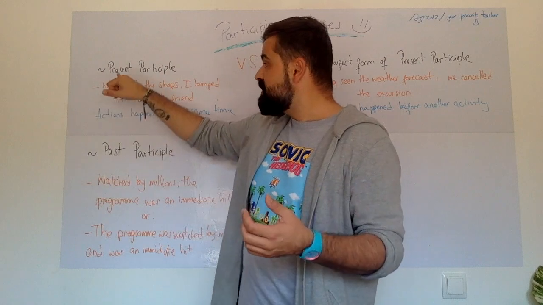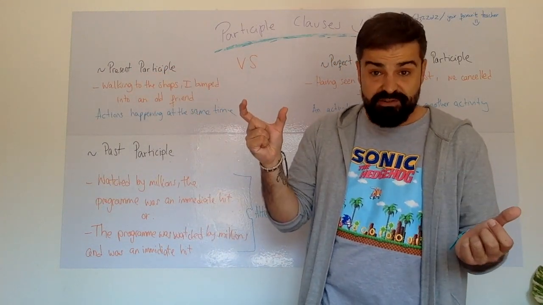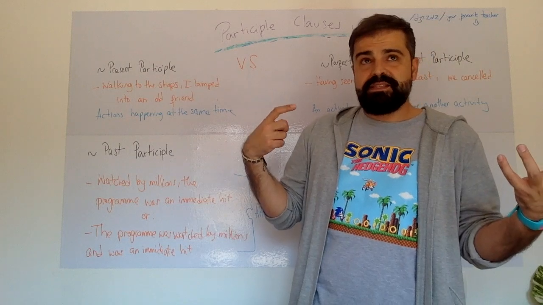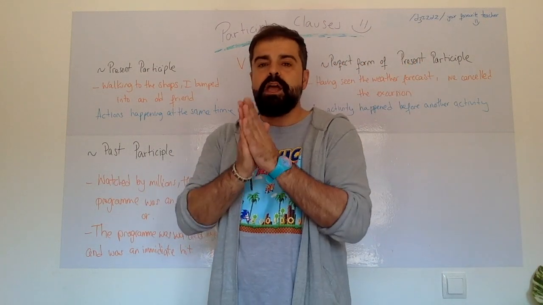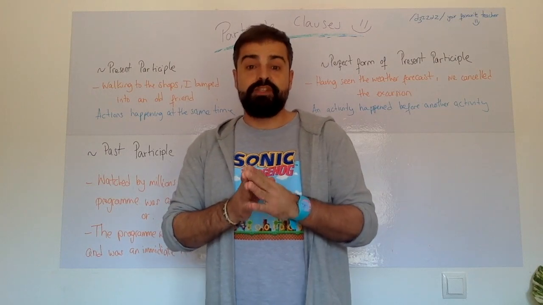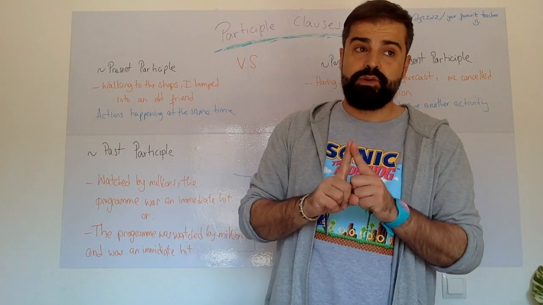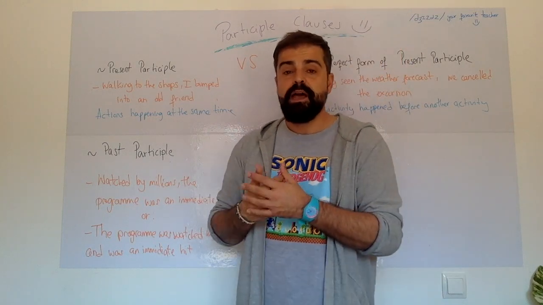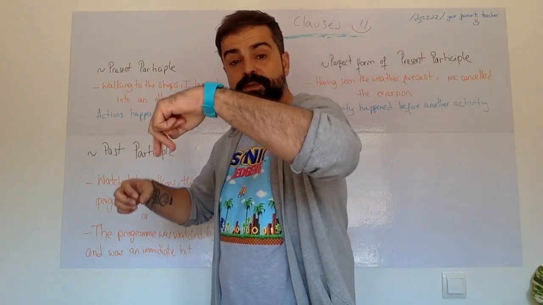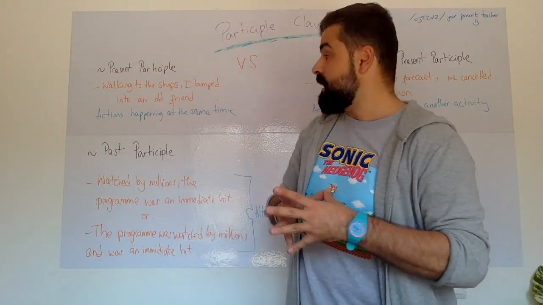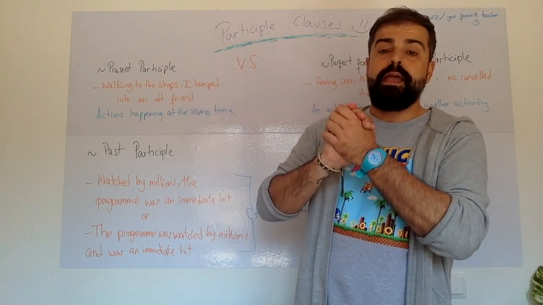When do we have to use the present participle? The present participle, well, actually it is a gerund. I don't know. It is not actually a participle, it is a gerund, but it is named like that. When do you have to use this? When two actions are happening at the same time. Or when two actions, in the past in this case, happened at the same time. When I was walking to the shops, I bumped into an old friend. So these are two actions happening at the same time.